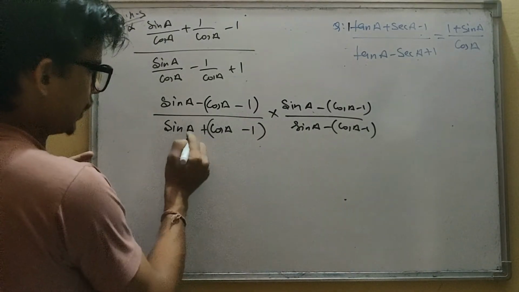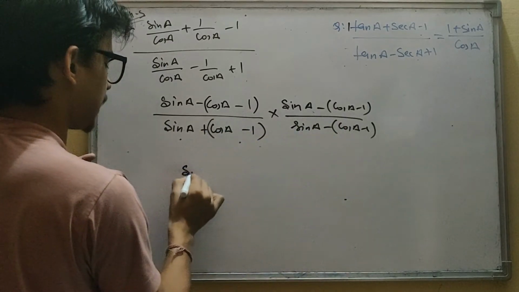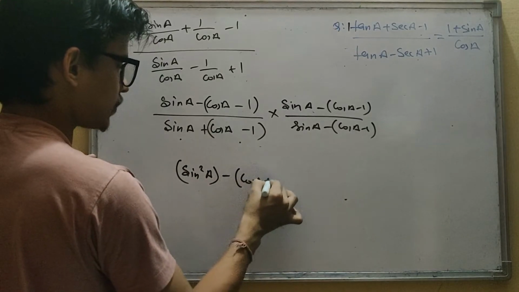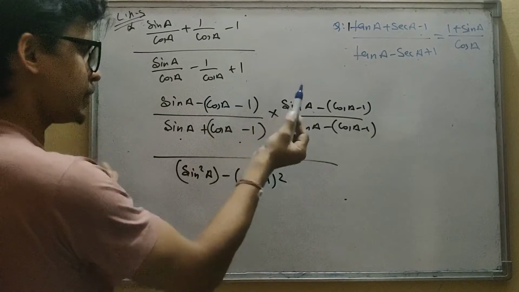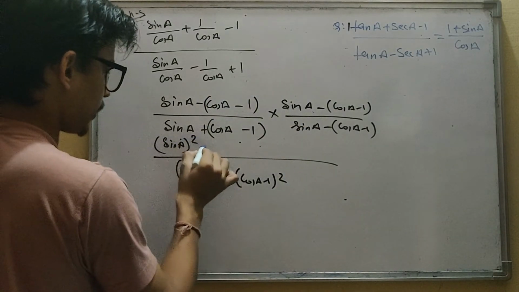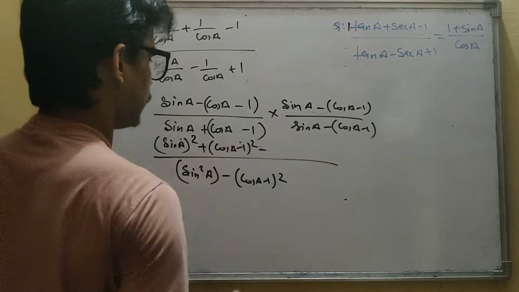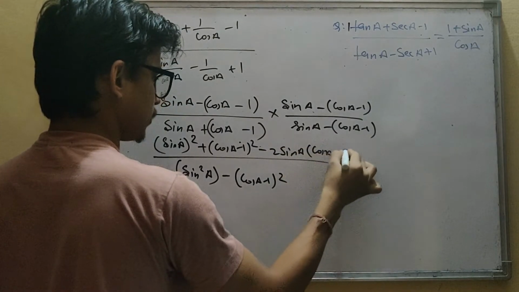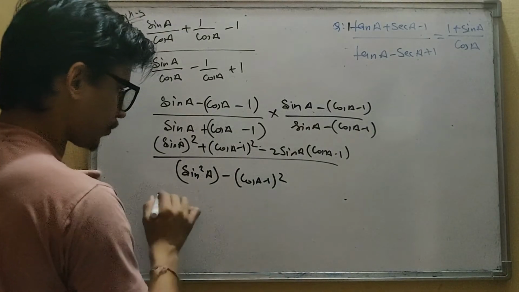Now multiply it. Now here it is a plus b, a minus b. So I can directly write: sine square a minus cos a minus 1 whole square, right? And here it is a minus b whole square. So I can write it like this: sine square a plus cos a minus 1 whole square minus 2 sine a cos a minus 1. This is how you can do this, isn't it? So it is very simple.